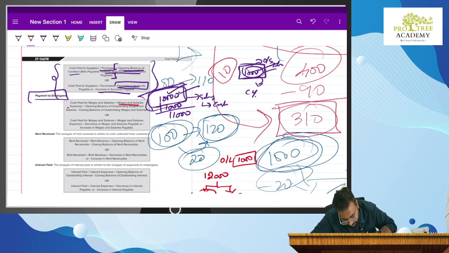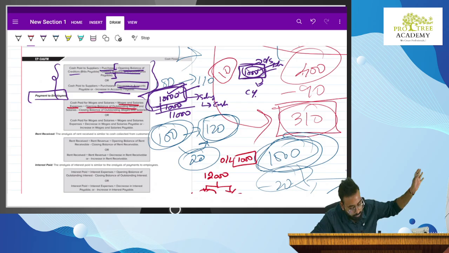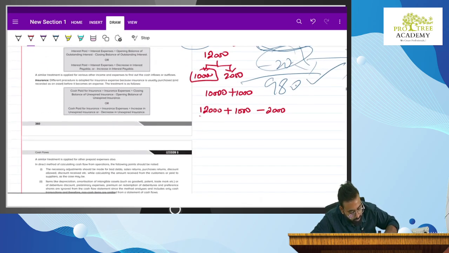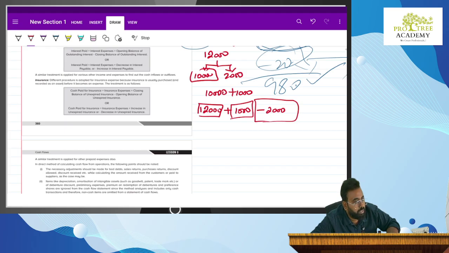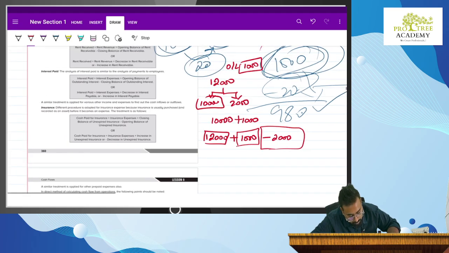Wages and salary expenses plus opening balance of outstanding wages and minus closing balance of outstanding wages, which we saw right now. 12,000 is the total salary expenses, add opening balance, reduce closing balance. Clear? Everybody is understanding? Yes.